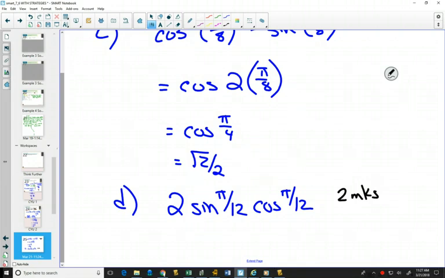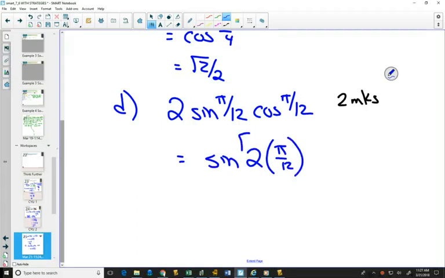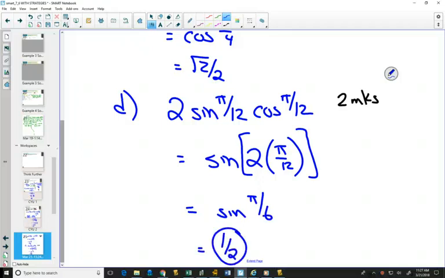And so this one, can you recognize that this is the right-hand side of our sine 2 alpha formula? And if we do that, we can say this is equal to sine 2 times pi over 12. And if we reduce that, that's just sine of pi over 6. And this nicely becomes 1/2. All right, questions for practice: 4, 5, and 6.